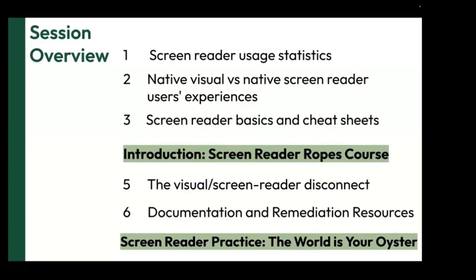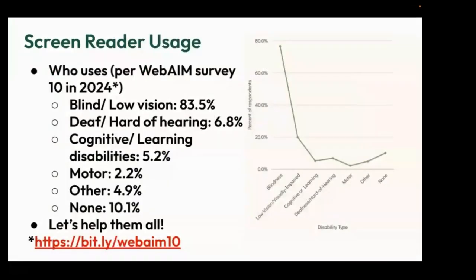Next slide. All right, let's talk about some screen reader usage statistics per the WebAIM survey on screen reader usage back in 2024, which is the most recent one, actually. That revealed that about 83.5% of the respondents were either blind or low vision, which isn't surprising. That's the largest portion of the respondents.